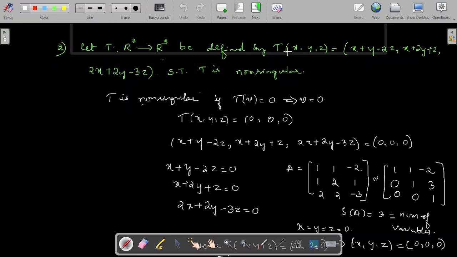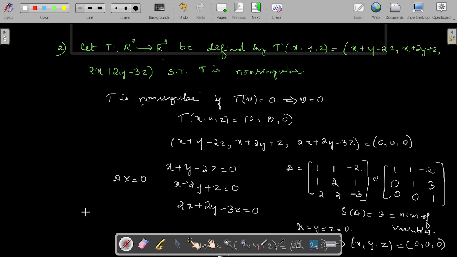So therefore in this case, T of (x, y, z) equal to 0 means you have to prove that x, y, z all three values are equal to 0. So now let us substitute the value of T of (x, y, z) that is given here. Substitute this, that becomes equal to 0. When you equate them, you will get individual equations equal to 0. So now this is a homogeneous system of linear equations. Therefore, to solve a homogeneous system of linear equations, we have to find the rank of the matrix A.